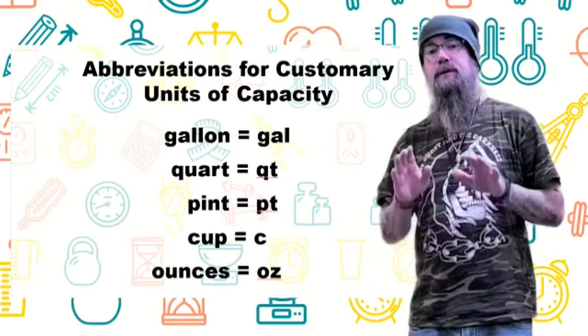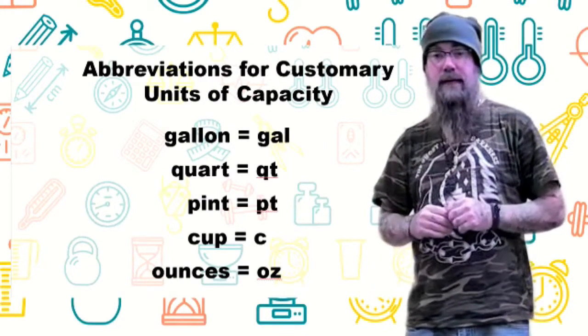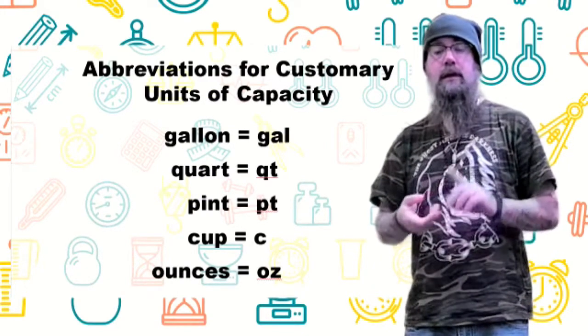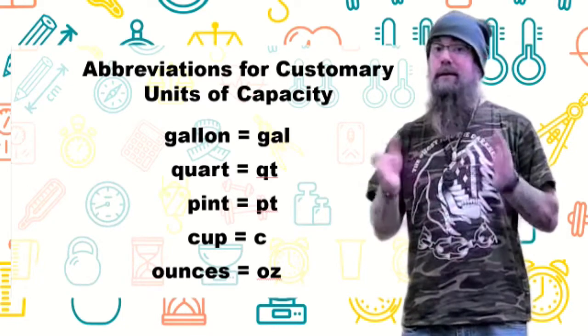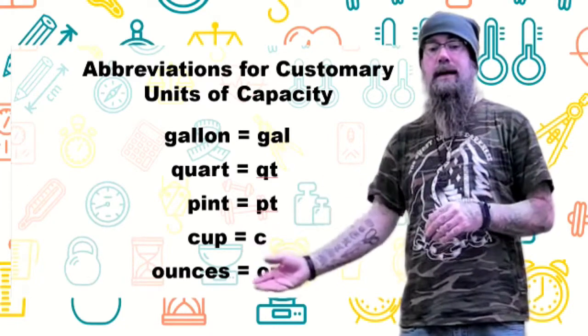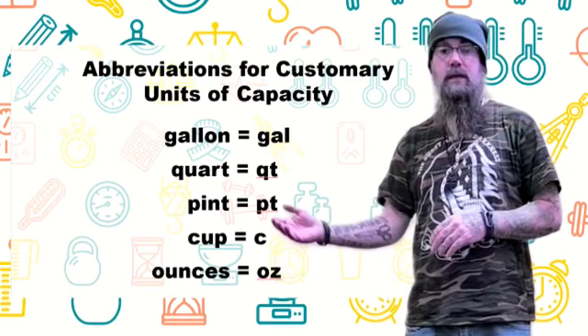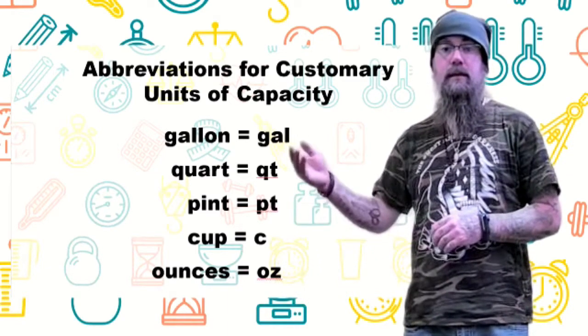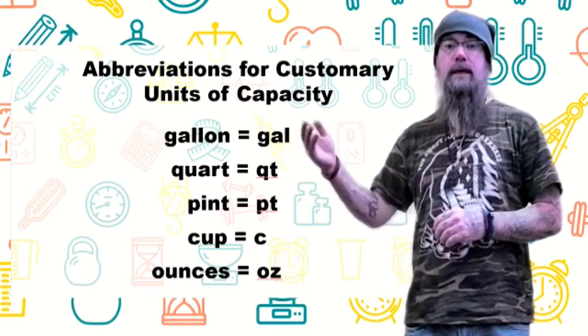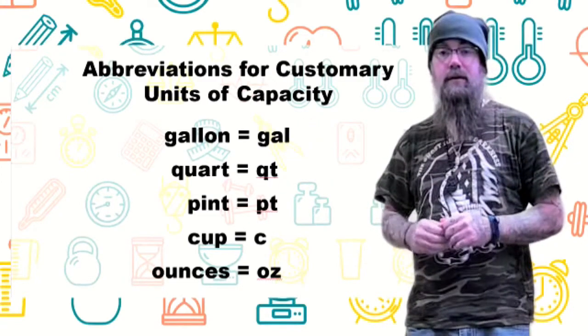A lot of times there are abbreviations for these customary units of capacity. You'll see them on containers, on cups, on cans, and in the math book. So here they are. Ounces abbreviate to OZ, cup is just a C, pint is PT, quart is QT, and gallon is GAL.